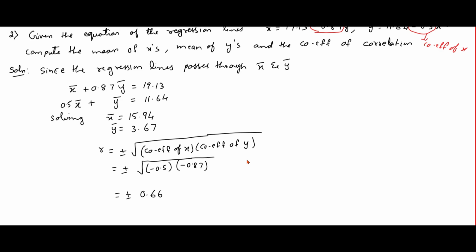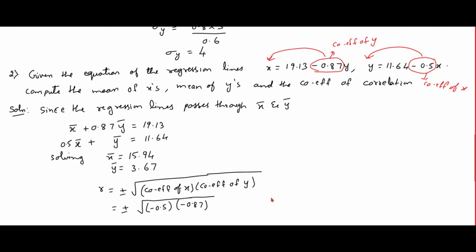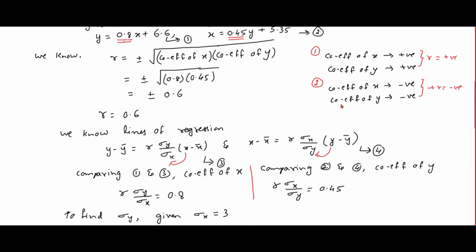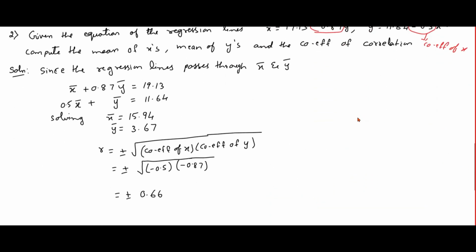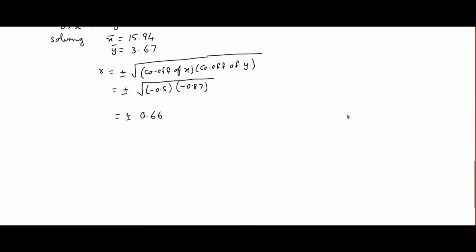Now we need to identify whether the value of r is positive or negative. Go back to the basic results I have given: if the coefficient of x is negative and the coefficient of y is also negative, then r will be negative. In this problem both coefficients are negative, therefore r equals minus 0.66. In the first problem both coefficients were positive, so I took r positive; here both were negative, so I took r negative.